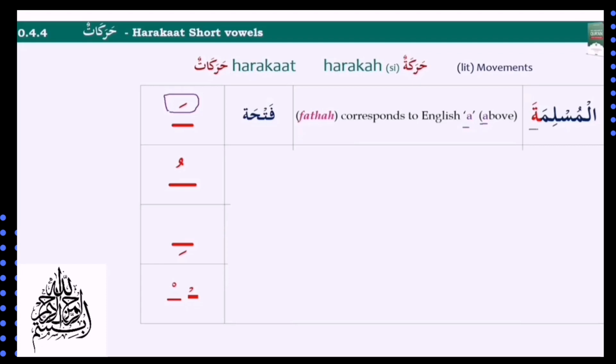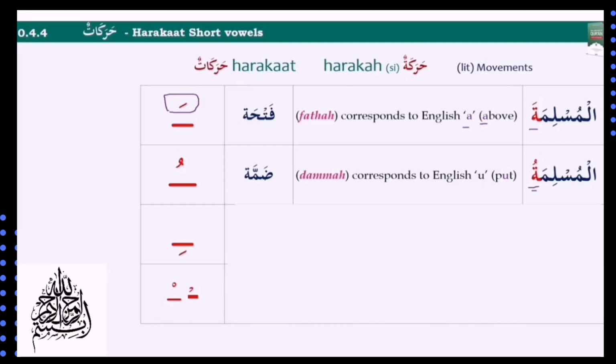Then we have the second, which is dhamma. Now dhamma gives a rounding sound, so you end up with a u sound. So we have here al-muslimatu, al-muslimatu, and this is the dhamma written above a letter, above the letter, and it gives us the u sound.